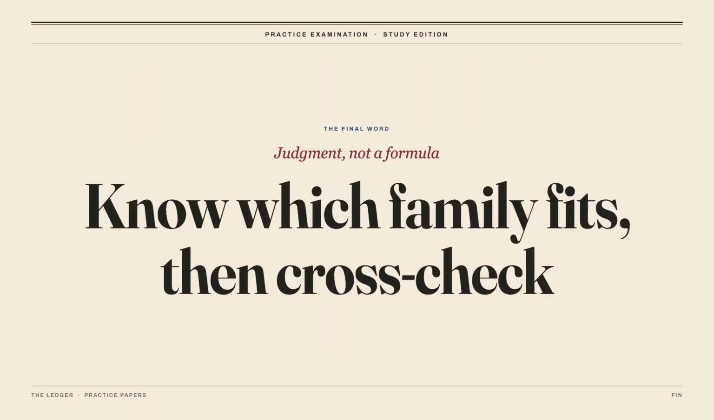Valuation is a matter of judgment supported by triangulation, not a single formula mechanically applied. An analyst who knows which family fits which business and cross-checks one estimate against another produces a far more defensible view of value.